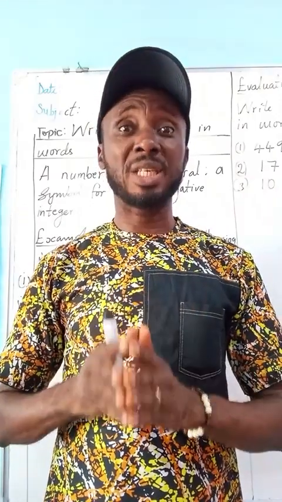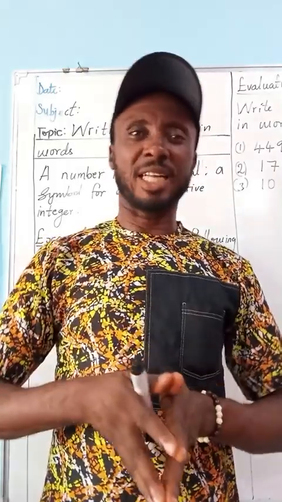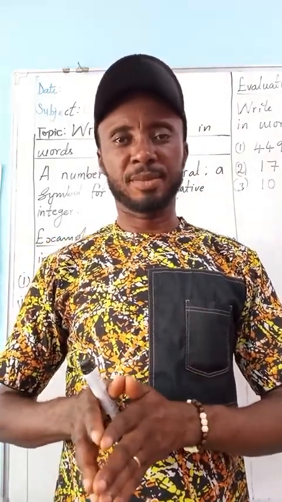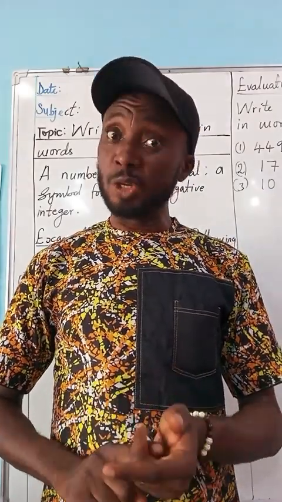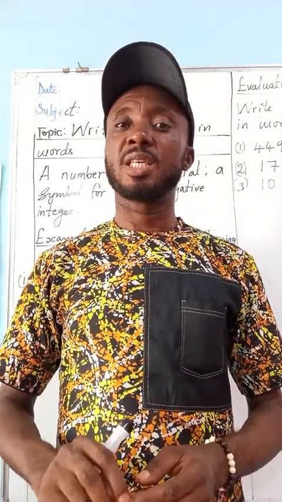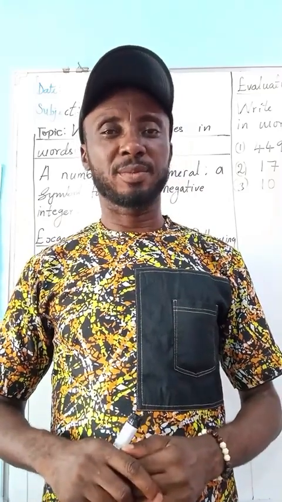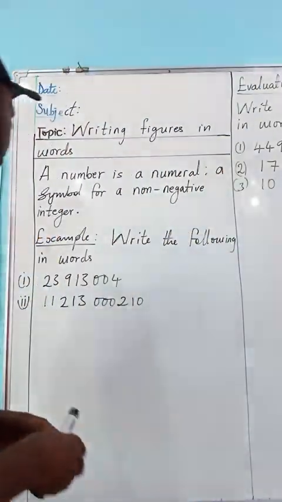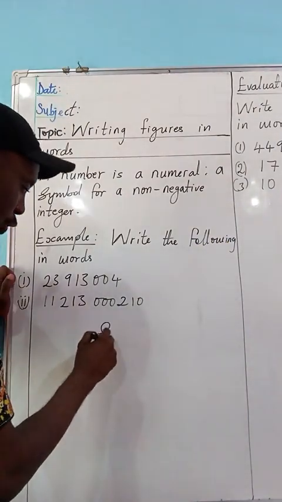No matter how big a number is, you can still write that number in words. It can either be in trillion, in billion, in million. If it exceeds trillion, it will be quadrillion. Alright, now let's look at this number on the board. We have the solution.